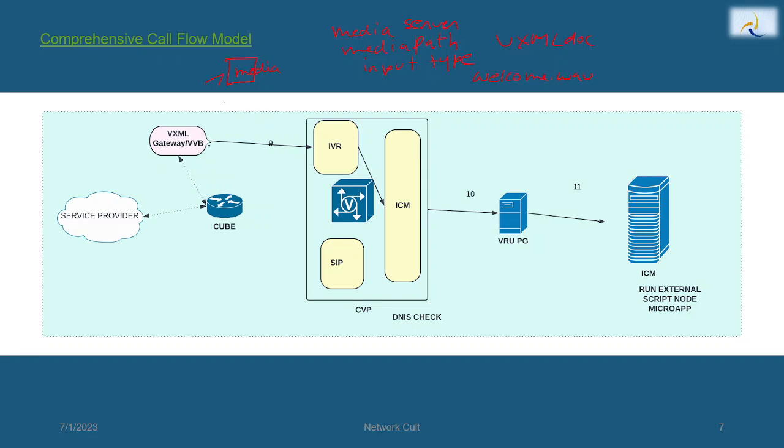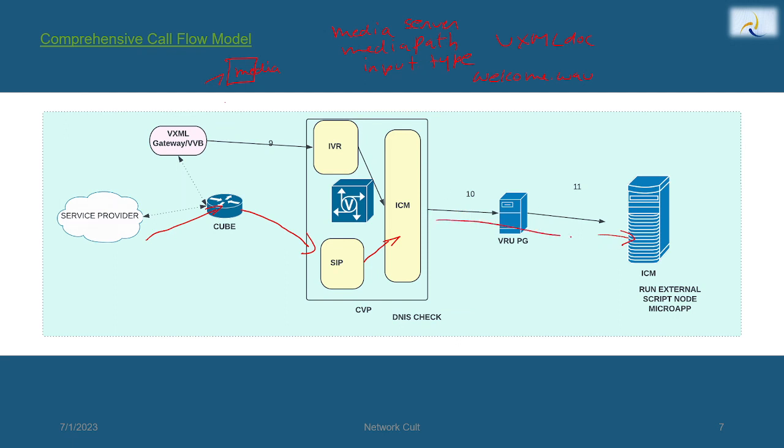Since it's a big call flow, I will recap the things that we have just discussed. The call came from outside and hit the ingress gateway. It matches a dial pair. Then the call goes to the CVP call server using an outbound dial pair, and it goes to the SIP subsystem. The SIP subsystem forwards the call to the ICM subsystem, and then the ICM subsystem sends the call to the ICM.